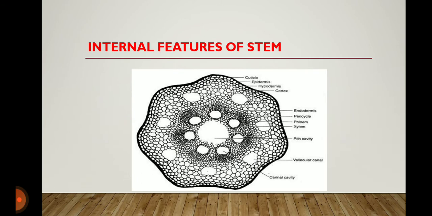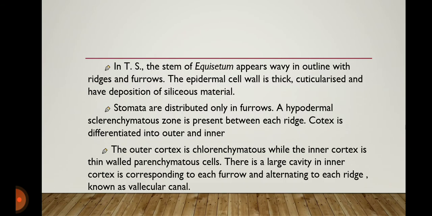The internal structure of the stem. The stem of Equisetum appears wavy in outline with ridges and furrows. The epidermal wall is thick, cuticularized and has deposition of siliceous material. Stomata are distributed only in furrows. A hypodermal sclerenchymatous zone is present below each ridge. Cortex is differentiated into outer and inner. The outer cortex is chlorenchymatous, while the inner cortex is of thin-walled parenchymatous cells.